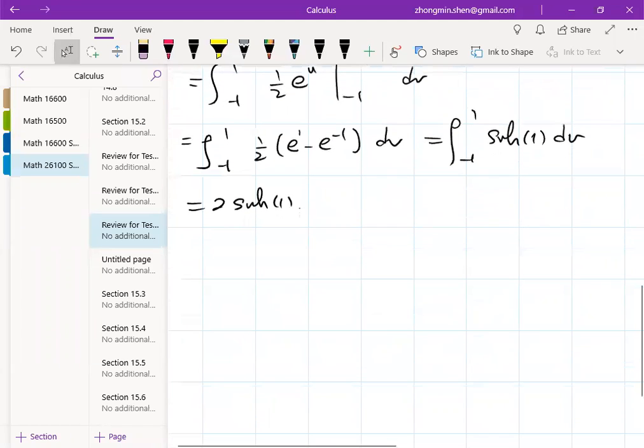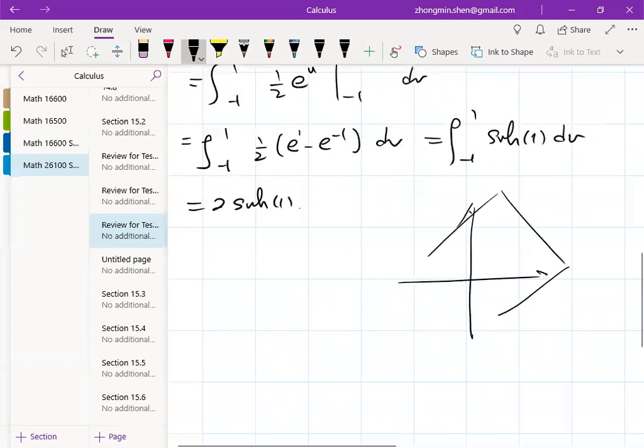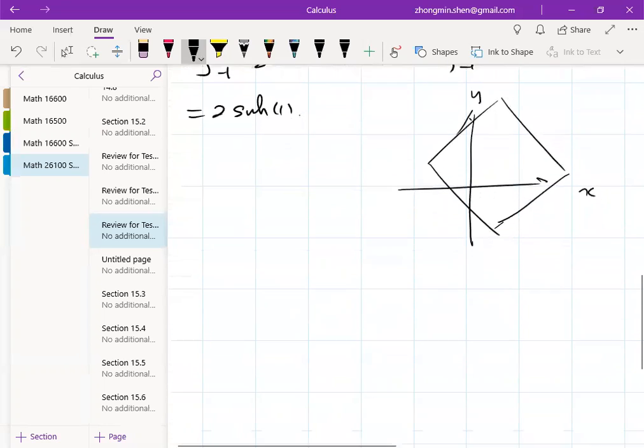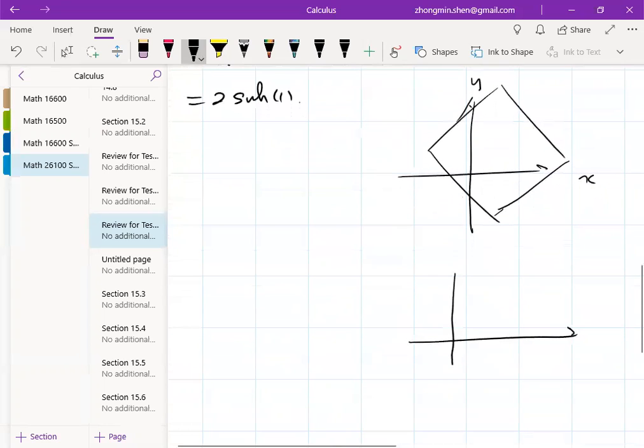Okay, now how do we find the map? Let me put a remark here. Suppose you have some parallelogram in the xy plane, right? Call this R. How do you find the map from uv, a rectangle, this is R bar?